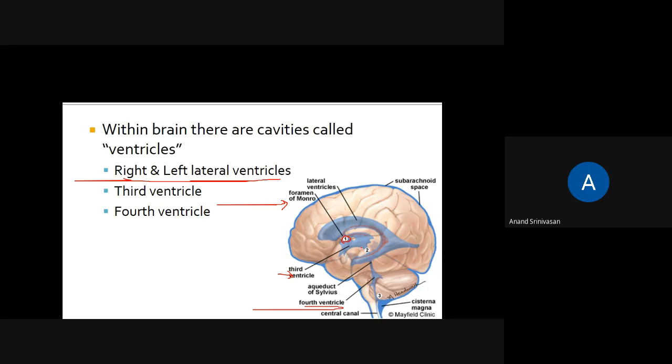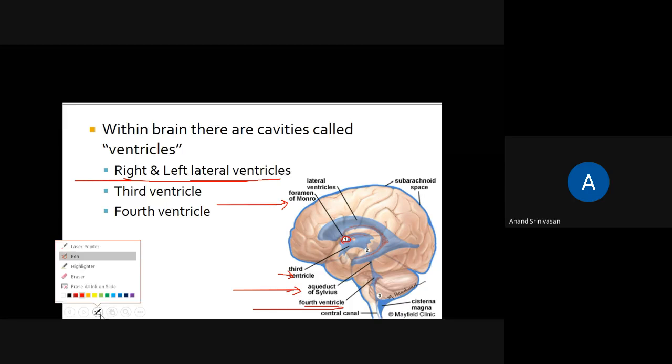The fourth ventricle is connected to the third ventricle by the cerebral aqueduct or aqueduct of Sylvius. Then what happens? From the fourth ventricle, the cerebrospinal fluid continues down as the central canal of the spinal cord.